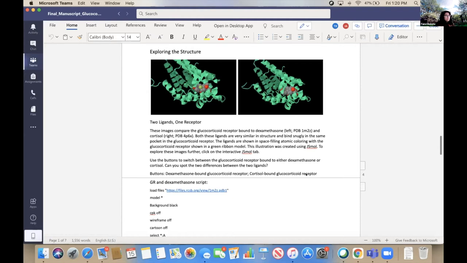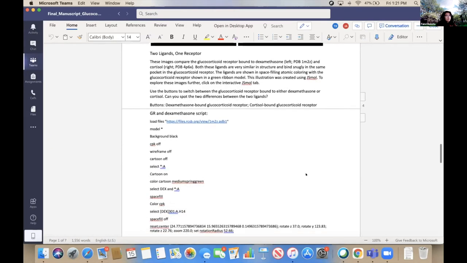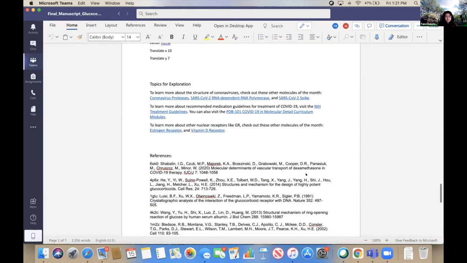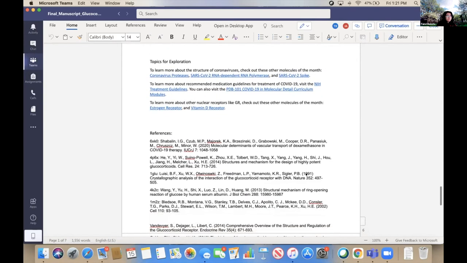To explore these images further, click on the interactive JMOL tab. In that interactive tab, we can use the buttons to switch between the glucocorticoid receptor bound to either dexamethasone or cortisol. Can you spot the two differences between the two ligands? And then the two buttons, and then the scripts. And then, yeah, topics for exploration.